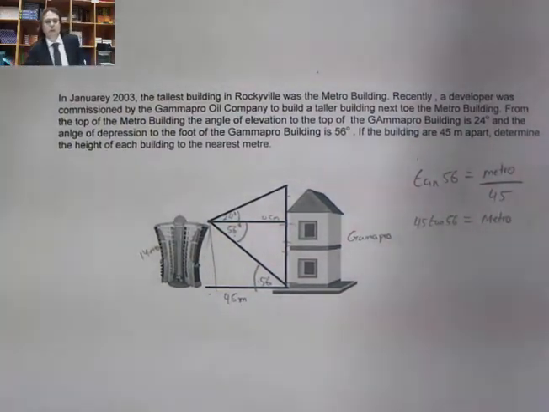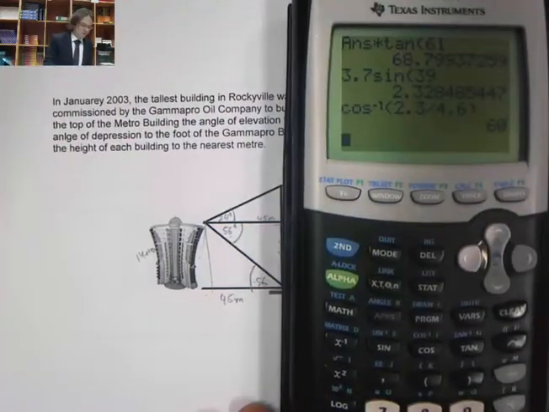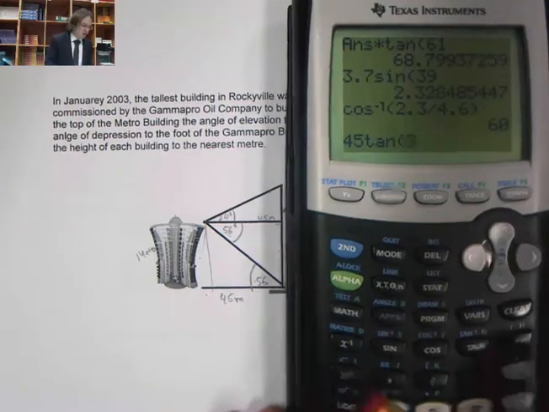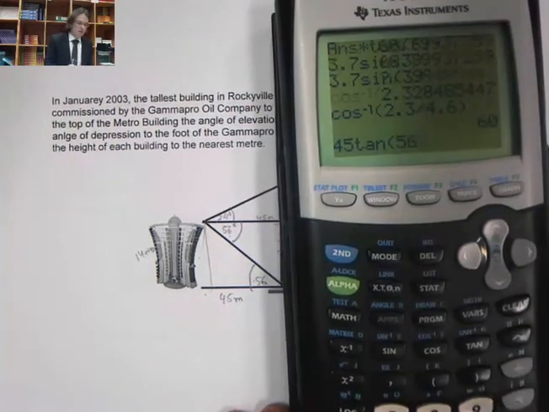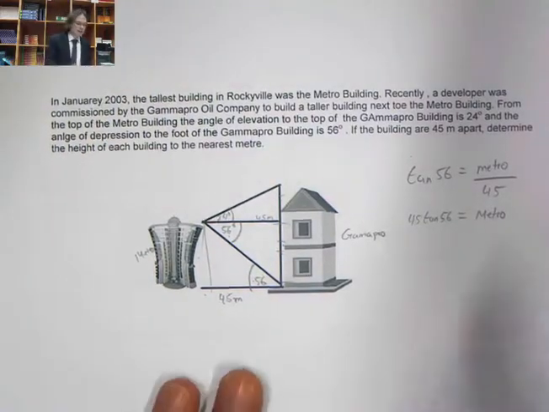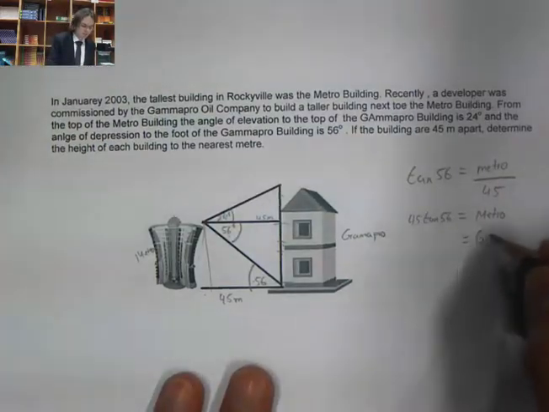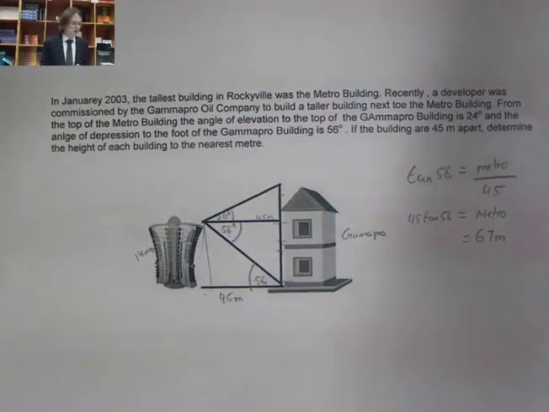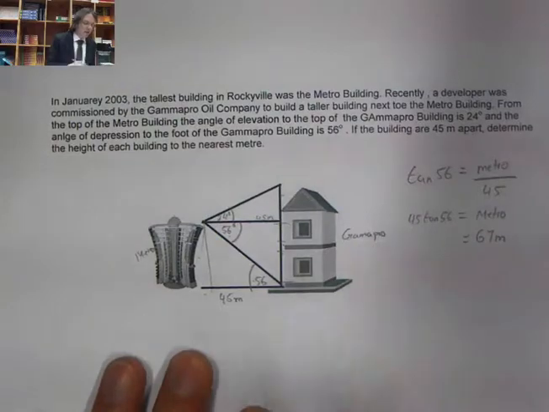Okay? So I have 45 tangent of 56 is equal to the Metro height. So I'm going to plug that into my calculator. I have 45, and I'm going to put tangent of 56. And I'm going to end up getting 66.7. So that is 67 meters. Okay, so I have 67 meters is my Metro. Now, we want to find the height of the GammaPro.